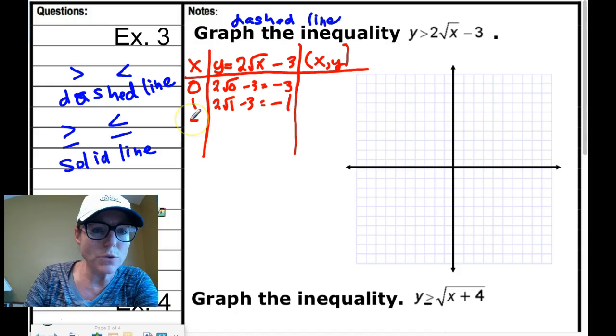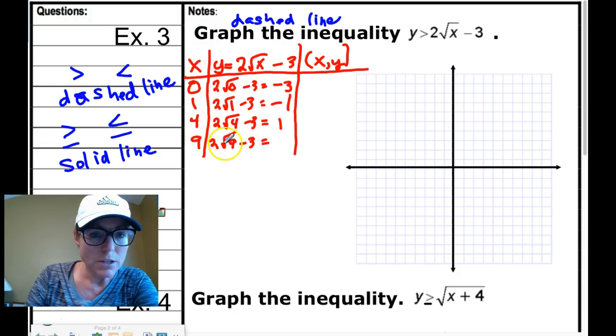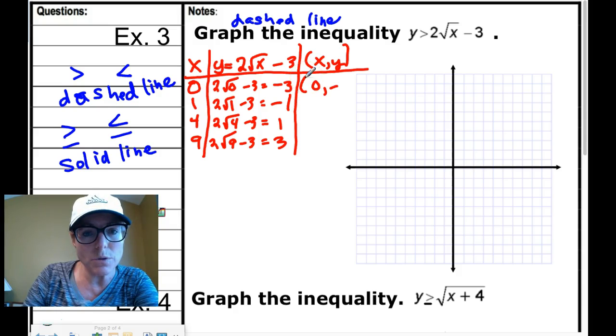And now I'm going to try 4. So notice I'm doing perfect squares. 2 root 4 minus 3. Well, the square root of 4 is 2. 2 times 2 is 4. 4 minus 3 is 1. And 9. So 2 root 9 minus 3. Square root of 9 is 3. 3 times 2 is 6. 6 minus 3 is 3. So our points are going to be (0, -3), (1, -1), (4, 1), and (9, 3).